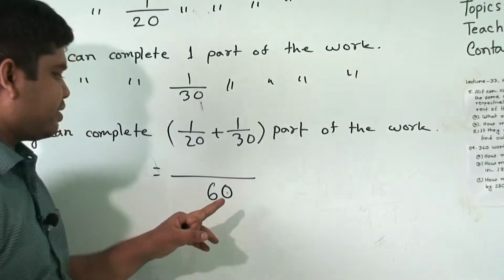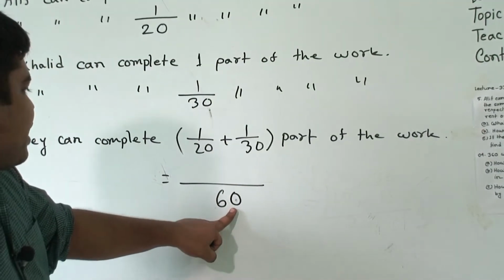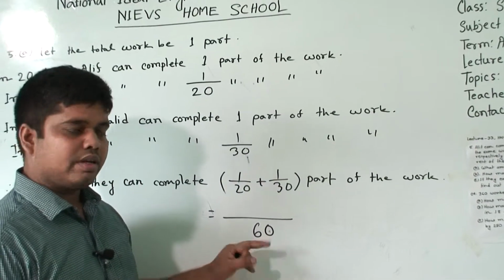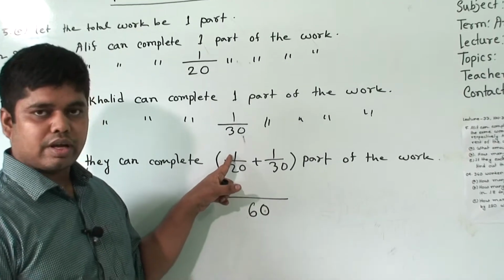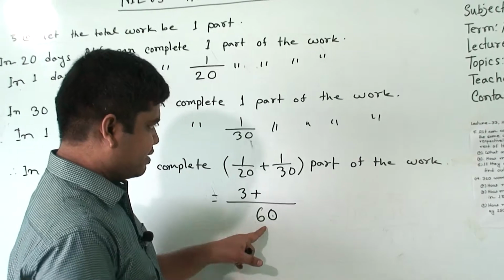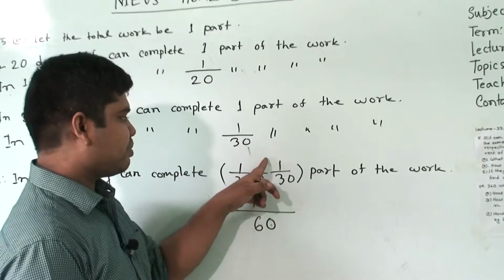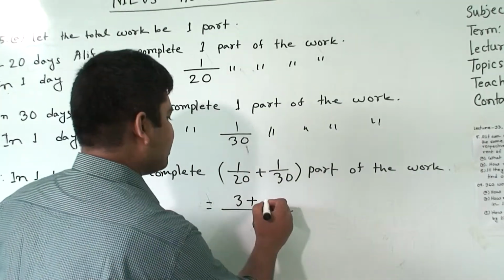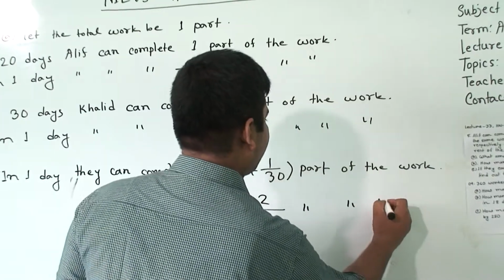Now we divide this 60 by this 20 and we get 3. That 3 is multiplied with this 1 and we get 3 1s are 3. Plus we divide this 60 by 30 and we get 2. This 2 is multiplied with this 1 and it will be 2. Part of the work.